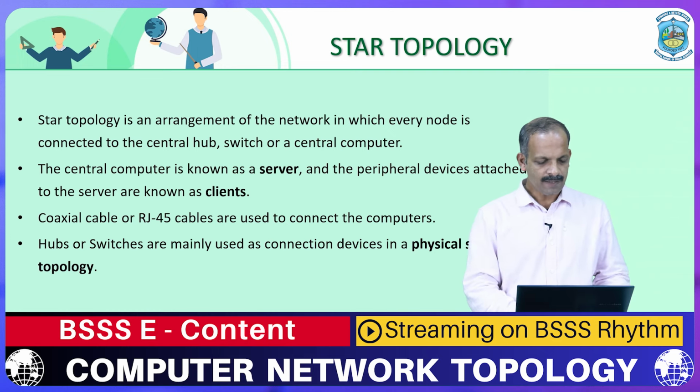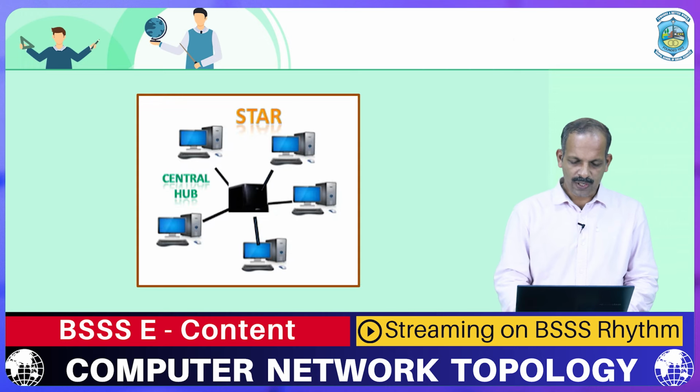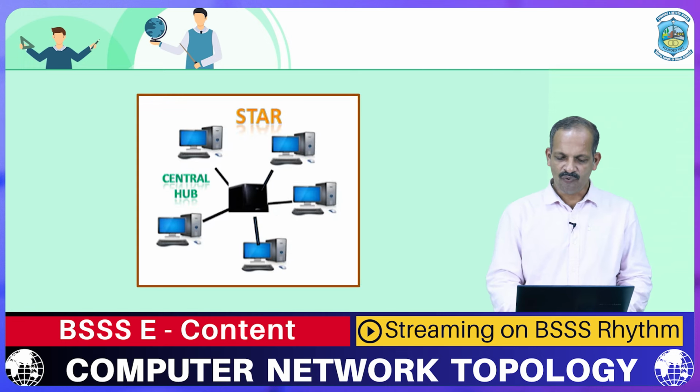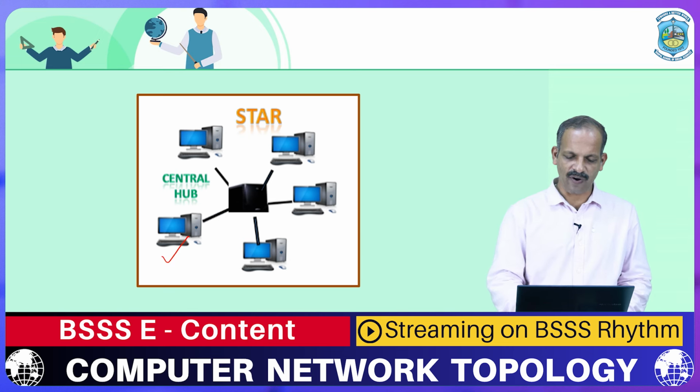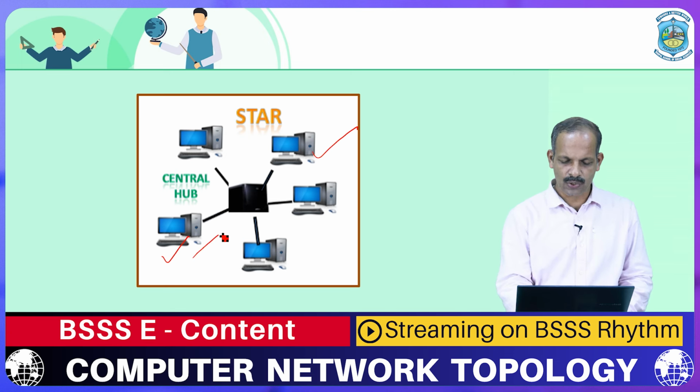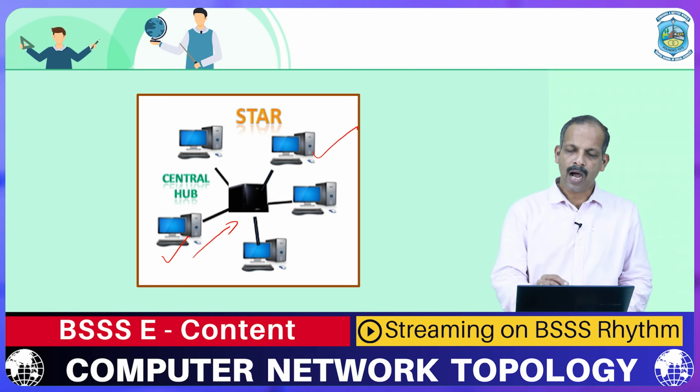Here you can see a diagram where 5 systems are connected with a central hub. When system 1, for example, wants to communicate with another system, the sender first sends the data to the hub, and the hub sends it to the corresponding system.